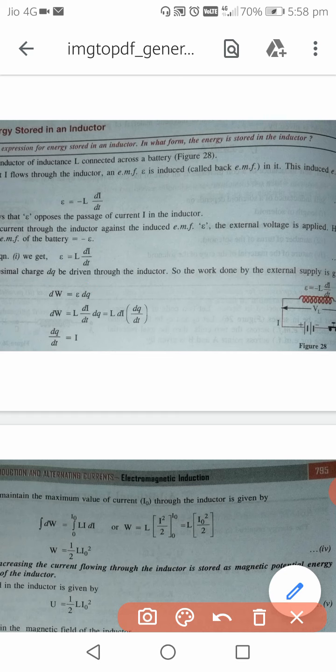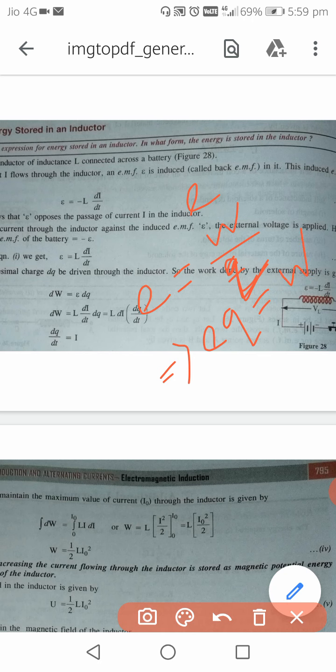What is that work? dW, small work done. We are doing it because we want to develop dq more current, dq more charge in the circuit. Just now, while discussing the dimensional formula of L, I told you that EMF is equal to work done by charge. This implies EMF into charge gives us work done.